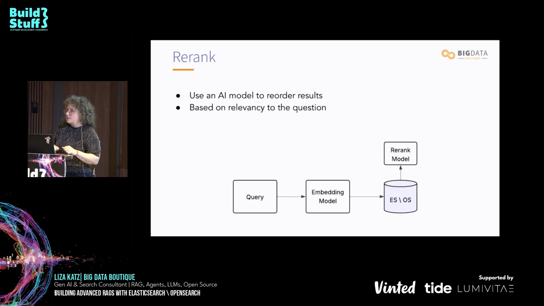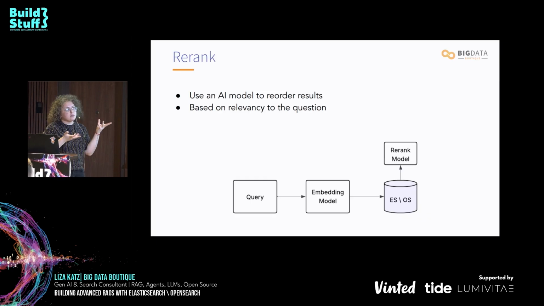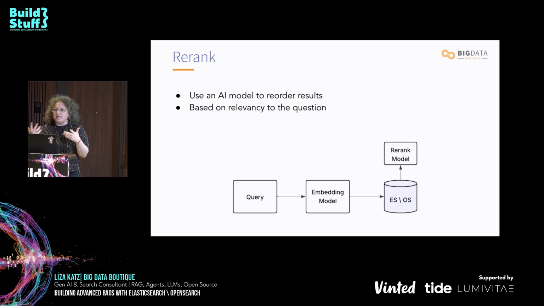Can we improve it even further? The answer is not really with the database itself. We can use something called a re-ranking model. This is something you would do after you get the result set. You use an AI model, a different model. You can use an LLM, but you can also use dedicated re-ranking models, which are cheaper and faster, to look at the question, look at the answers, and just shuffle them around by relevance to the question.